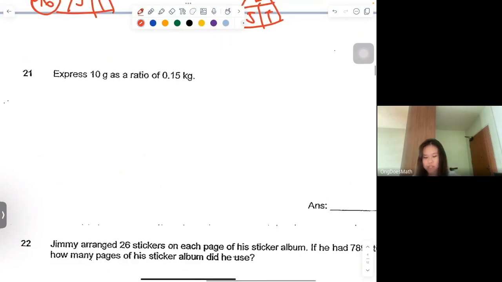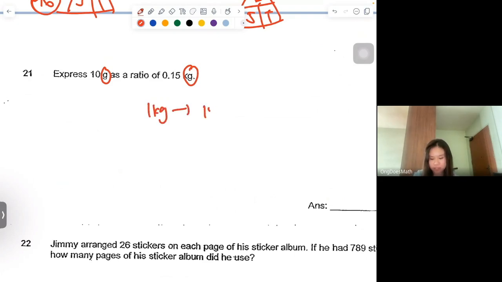Express 10 gram as a ratio of 0.15 kg. So same thing, units are different. We cannot work with them. We have to make sure units are the same. So for this, 1 kg is 1000 gram.